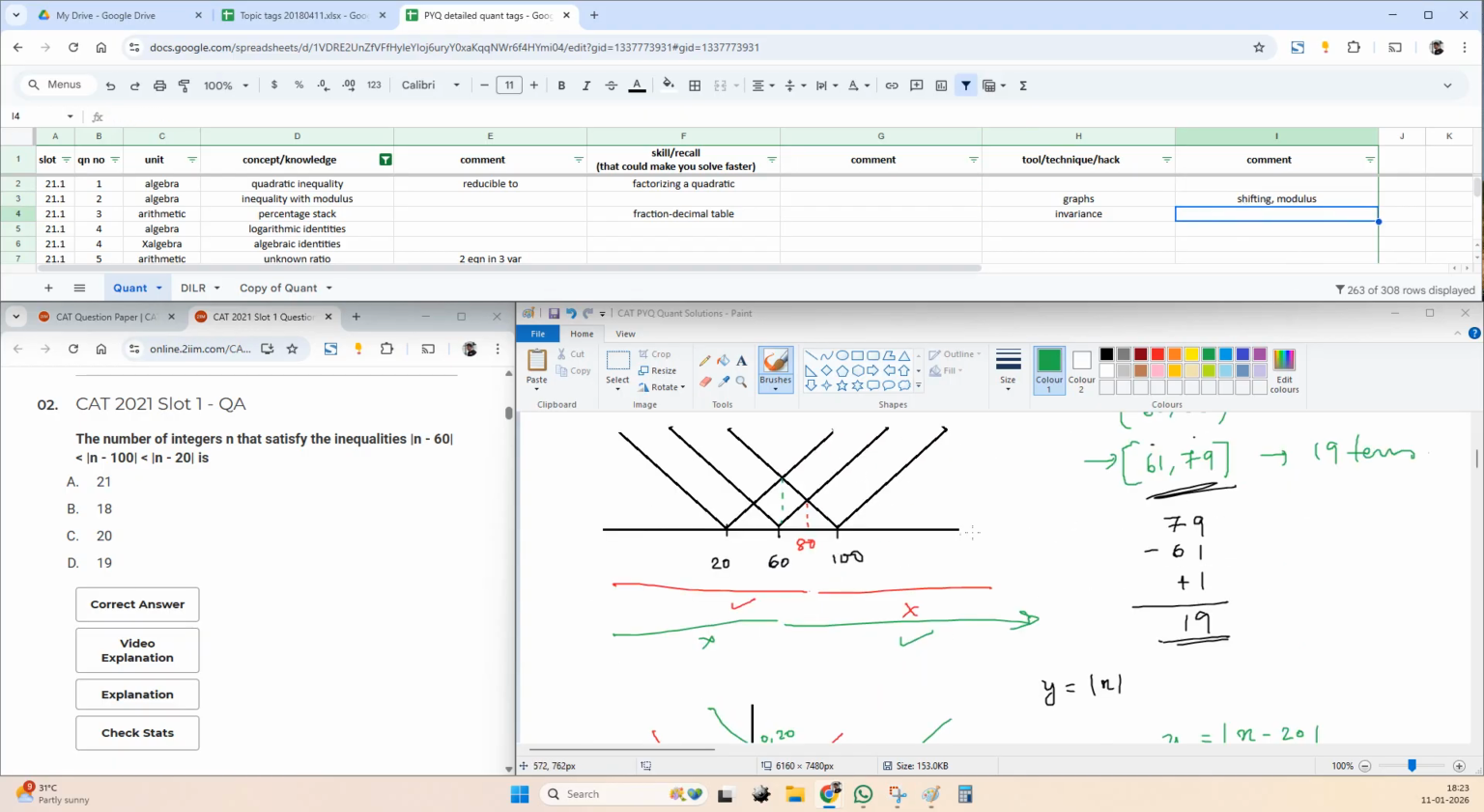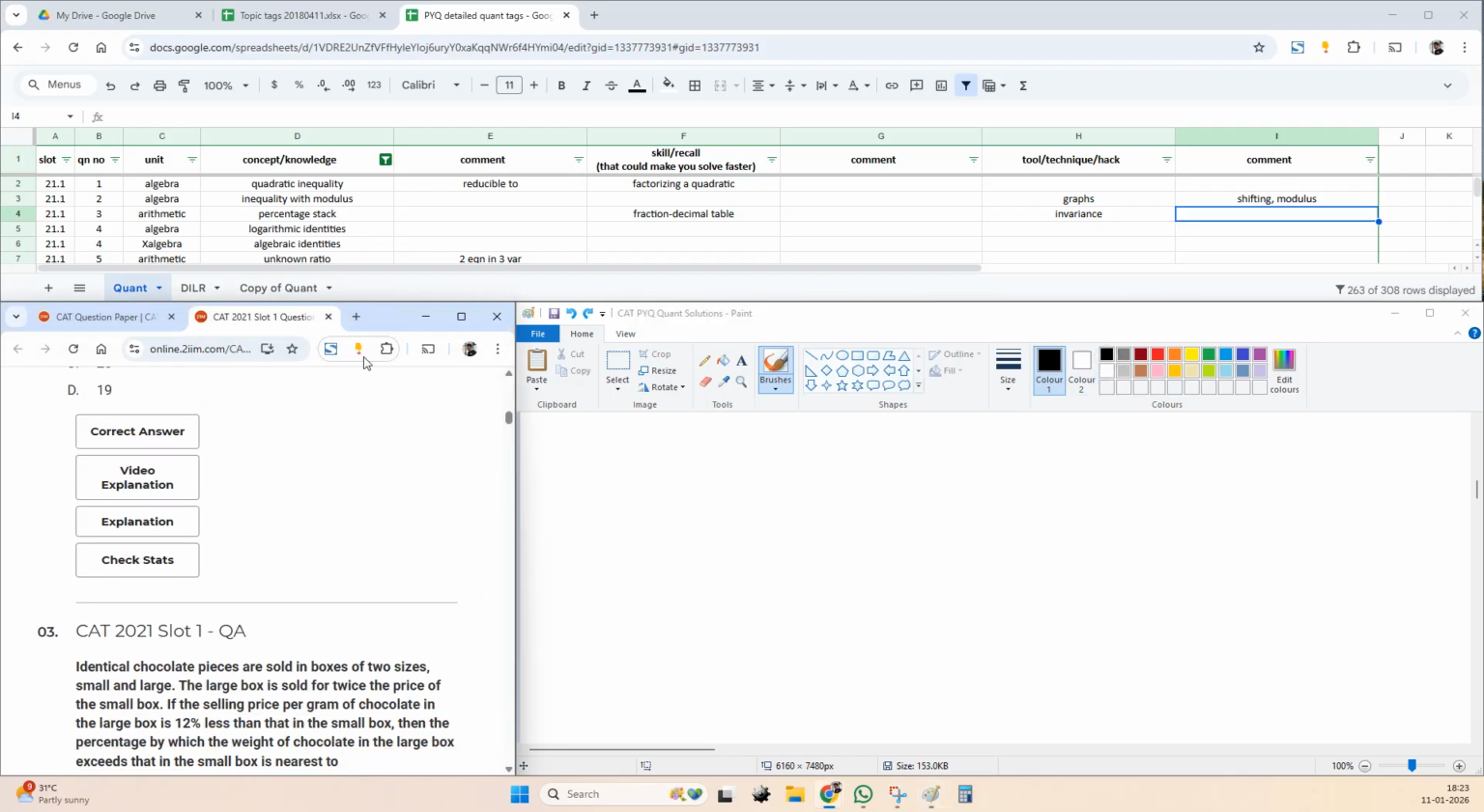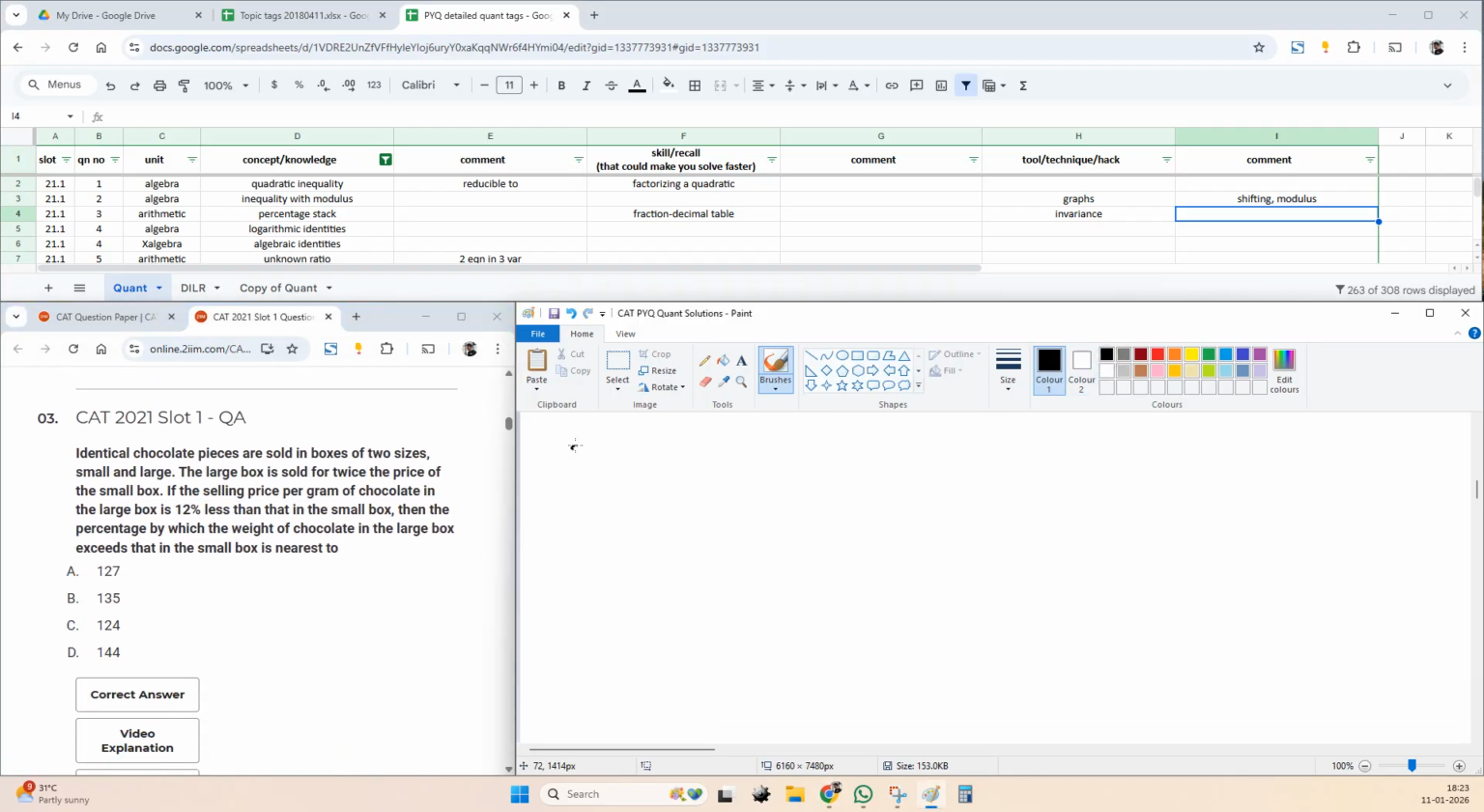So that's how I quickly drew these. So if your 0 is here, mod x minus 20 is basically y is equal to mod x right shifted by 20 units. Mod x minus 60 is right shifted by 60 units. Mod x minus 100 is right shifted by 100 units. That's basically what we have, and the rest we have already explained. That is question number 2. Let's move on to question number 3.